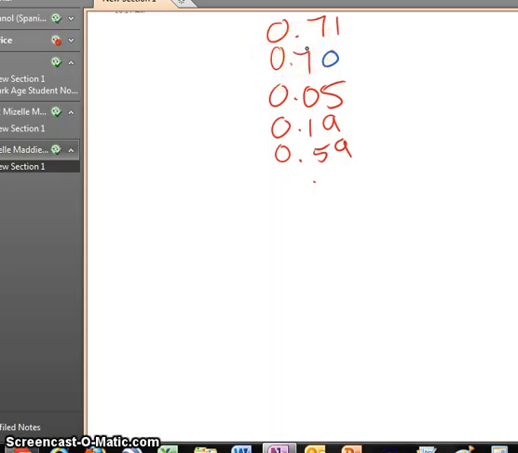So the first thing we want to look at is the tenth spot. You can see that there is a 7, a 7, a 0, a 1, and a 5. So you know that 7 and 7 would be the highest numbers. To figure out which one goes first, you would look in the hundredth spot, and you can see that the 1 is greater than the 0. So 0.71 would go before 0.70.